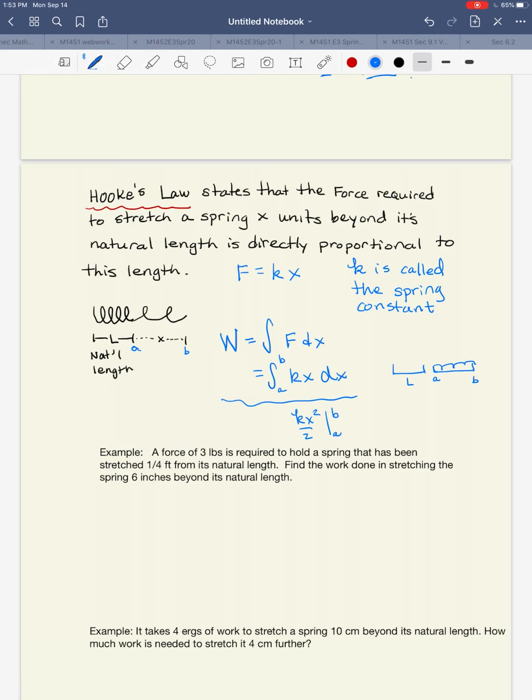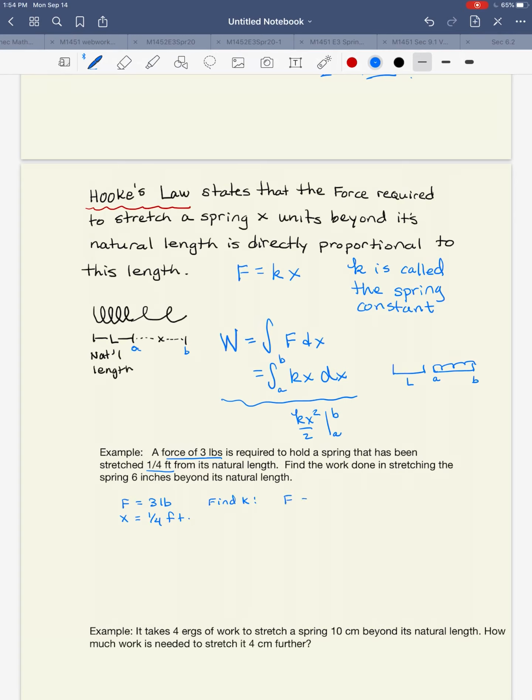Okay, so let's look at the next example. We're told it takes a force of 3 pounds to stretch a spring 1/4 from its natural length. So we've got 3 pounds of force if the distance stretched is 1/4 of a foot. So before we can find work done, we find the spring constant.